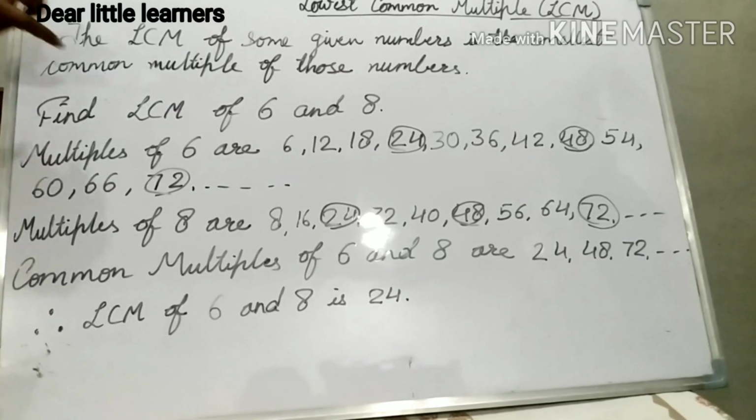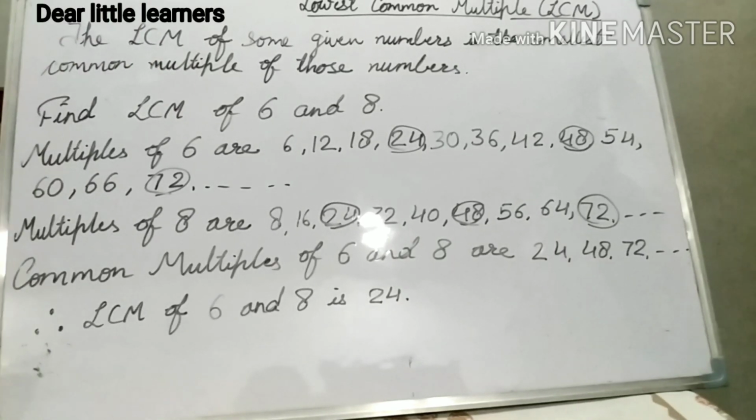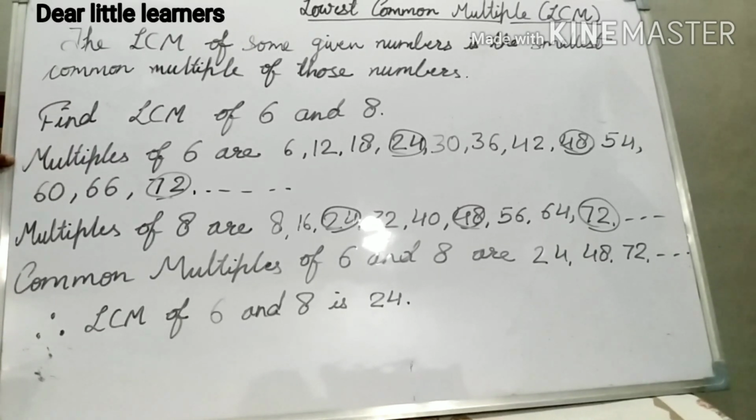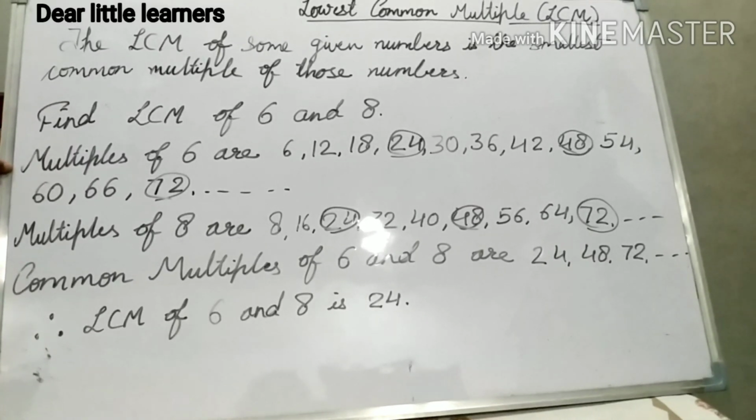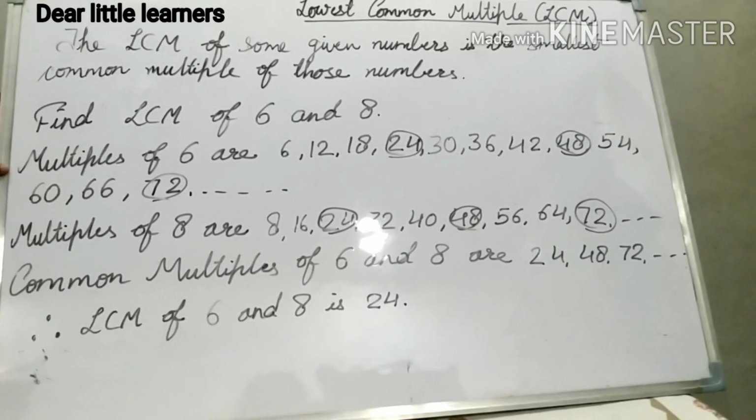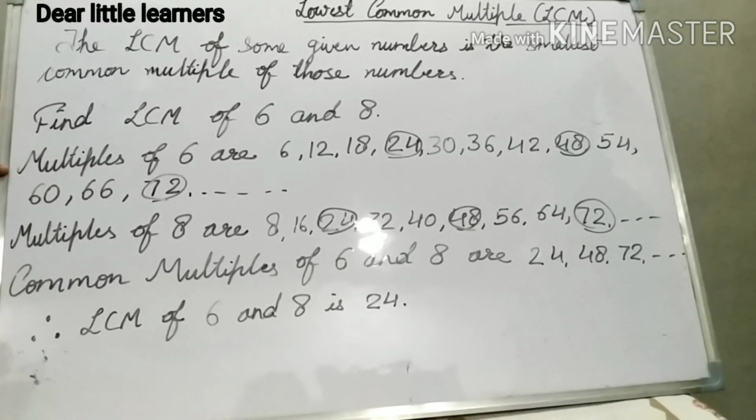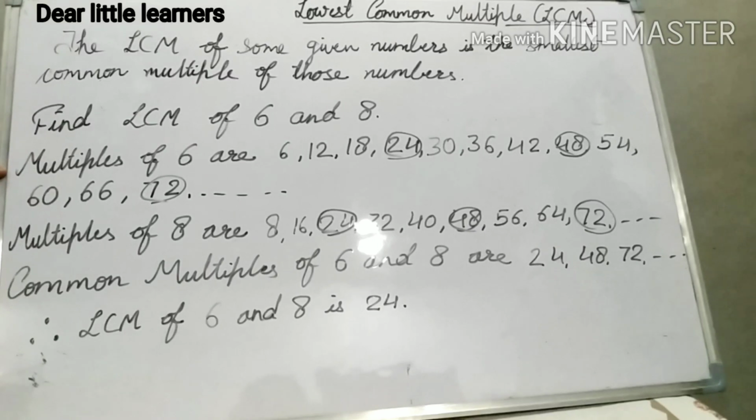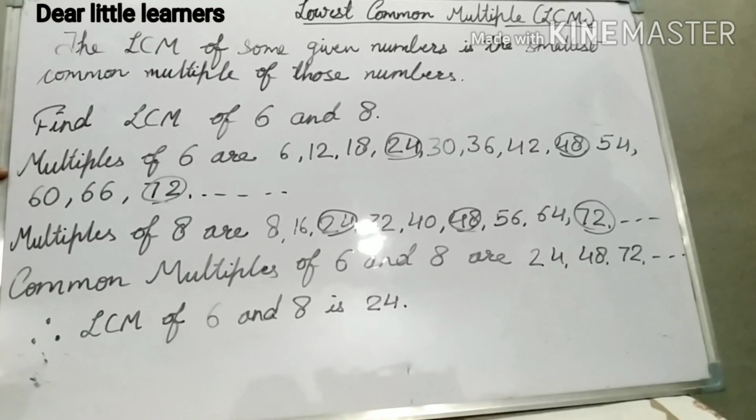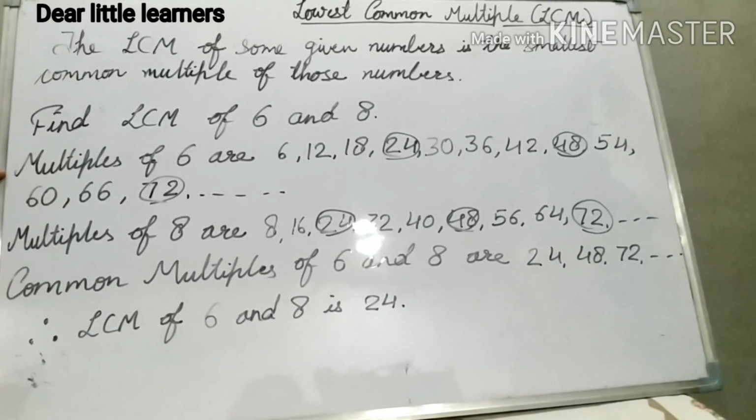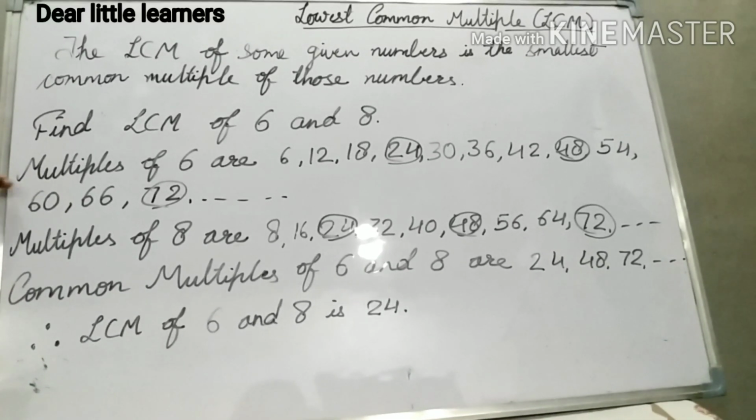So what we will do, first we will find multiples of 6, and as I told you, multiples of 6 is the answer of the table. 6 ones are 6, 6 twos are 12, 6 threes are 18. So the answers 6, 12, 18, 24, 30, these all are the multiples of 6. So here we are going to write first the multiples. So multiples of 6 are 6, 12, 18, 24, 30, 36, 42, 48, 54, 60, 66, 72 and so on.